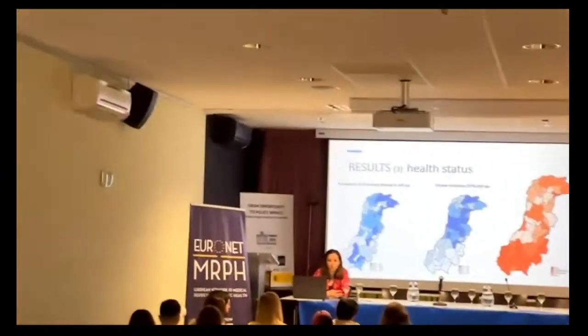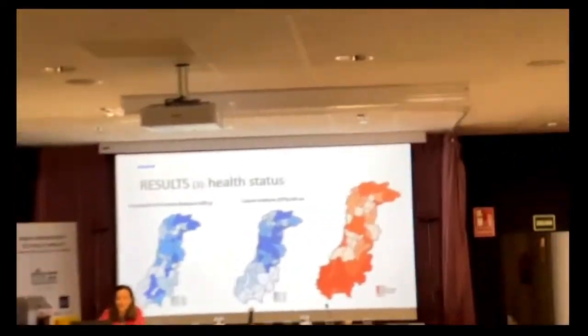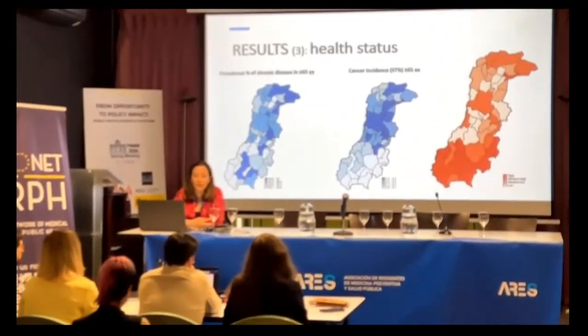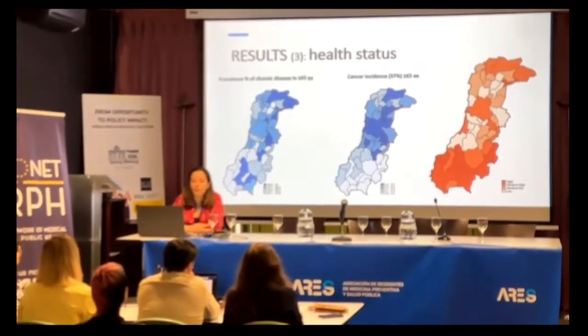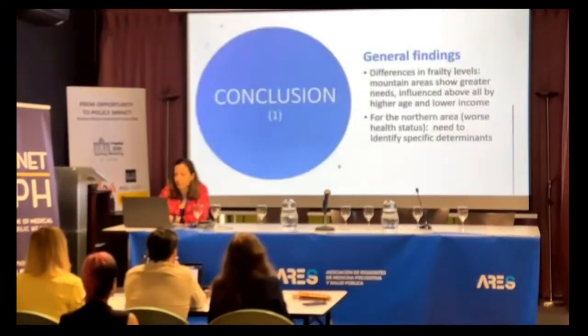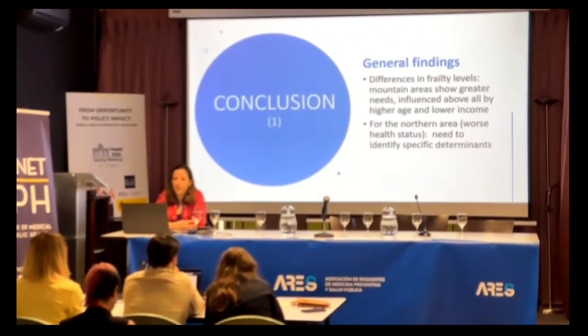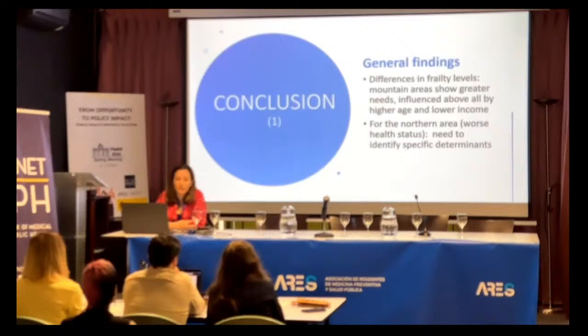Comparing the health status of the population, you see that the worst characteristics about health are in the city of Modena and also the northern area, and you can see that looking at the maps of the prevalence of chronic diseases and the cancer incidence. Our findings are that we found differences in fragility levels in the province, with the mountain areas showing the greatest needs, influenced by higher age in particular and lower income. Instead, for the northern area, characterized by worse health status, we need further investigation to identify specific determinants of it.